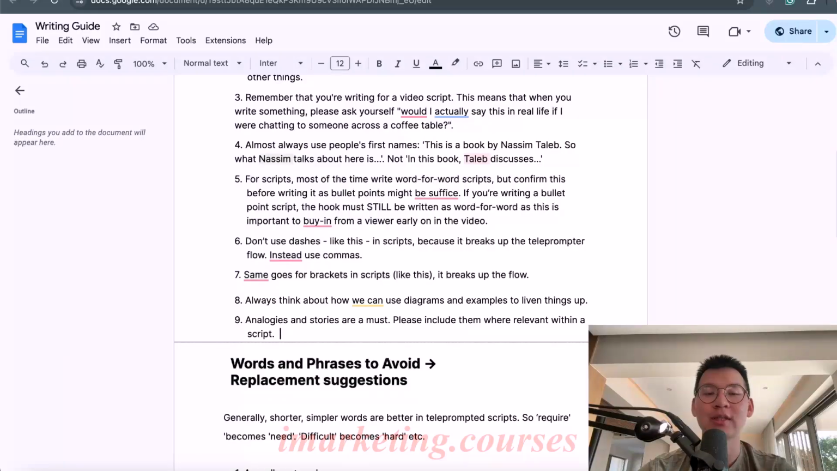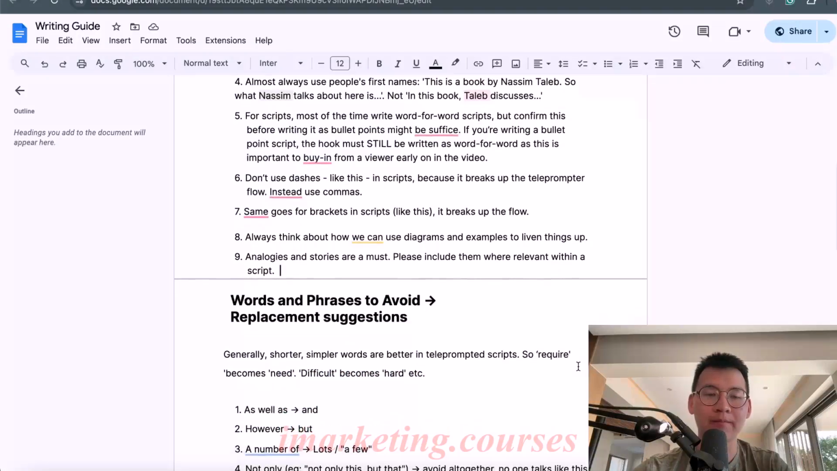So analogies, if you're not sure what analogies are, it's like, when I'm doing something, it's kind of like doing this, right? You explain a complex concept with something a lot similar and a lot more relatable. Stories are stories, so we need to include those as well.